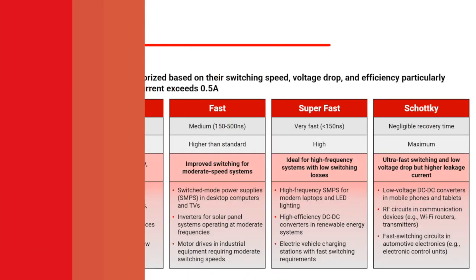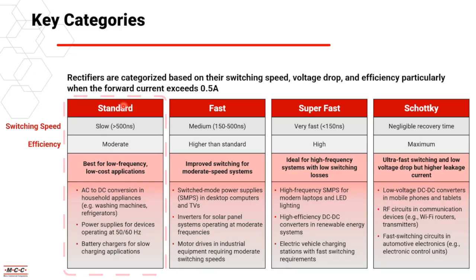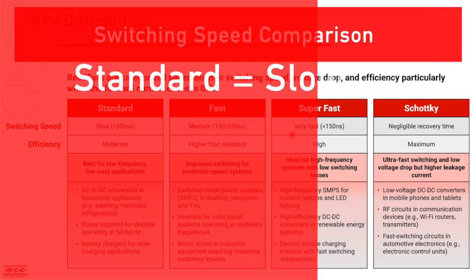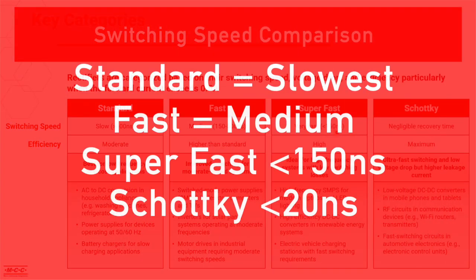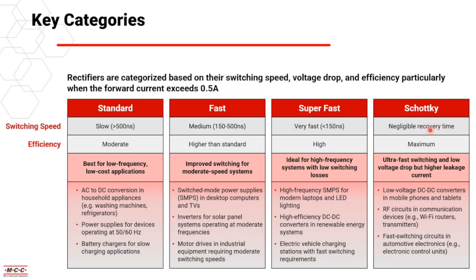Basically, there are 4 types of rectifier diodes. We have the standard recovery, the fast recovery and super fast recovery, as well as Schottky barrier rectifiers. In terms of switching speed or recovery time, standard recovery offers the slowest among the 4, and fast recovery is in the medium range. Super fast is less than 150 nanoseconds. And for Schottky barrier rectifiers, we could basically neglect the recovery time, but in actuality it is less than 20 nanoseconds.